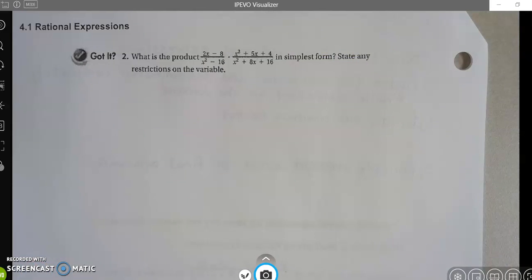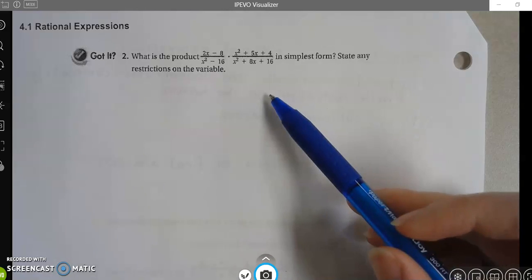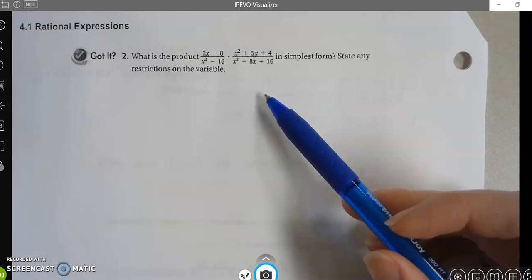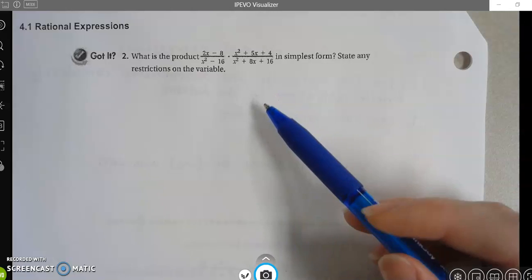Flip to the second page in your notes packet, and you will have another example of multiplying rational expressions. So you're going to want to follow your steps to factor, then divide away common factors, and then multiply across. I'm going to have you try this one on your own. Don't forget your restrictions on your domain at the end.